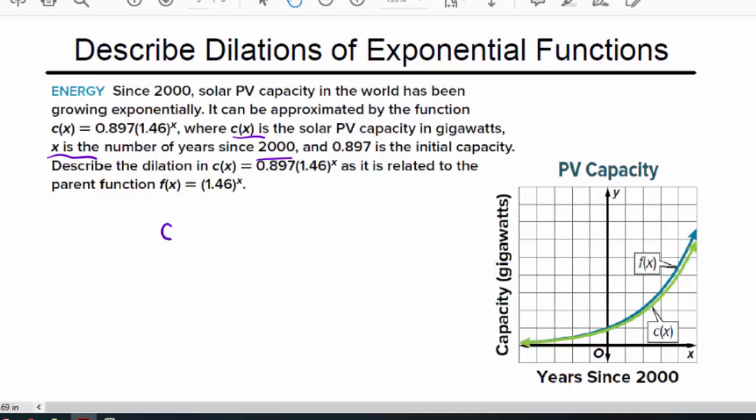Well, c of x is really going to be a times f of x because we have an a value here.